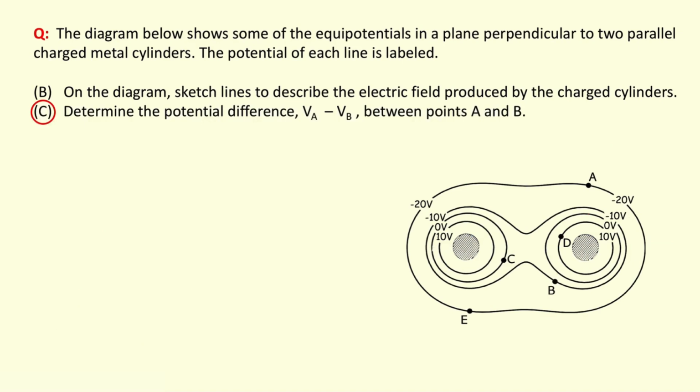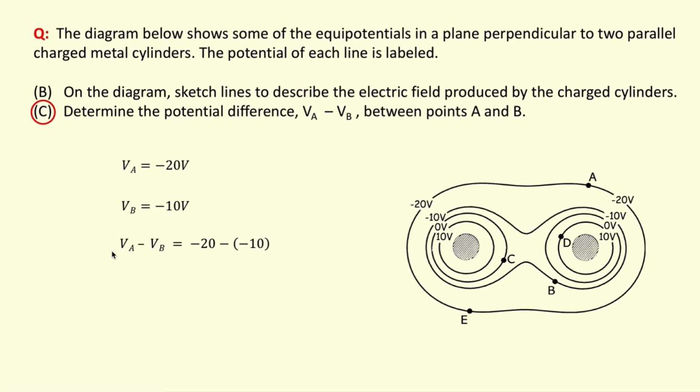Now let's focus on part C. It says, determine the potential difference VA minus VB between points A and B. VA is minus 20 volts, as you can see here, and VB is minus 10. All points on this line have the same potential, like point A, that all points on this line have minus 20 volts potential.